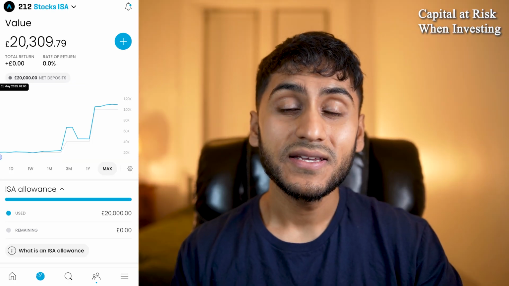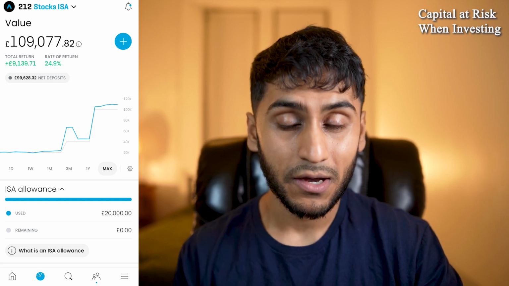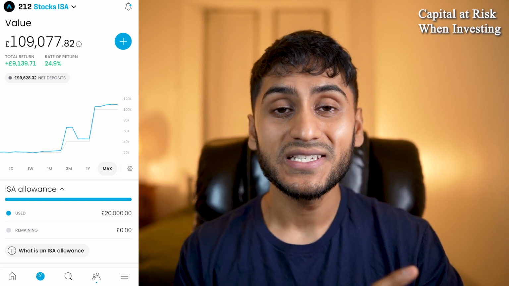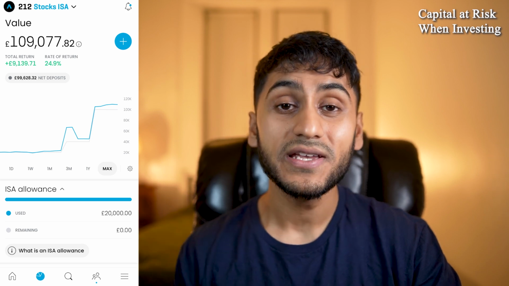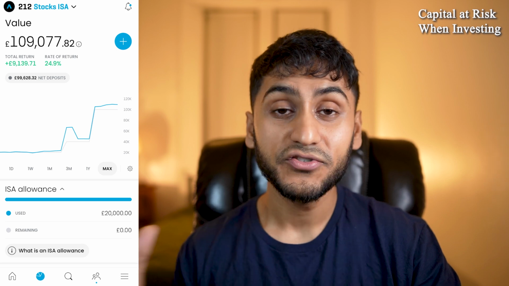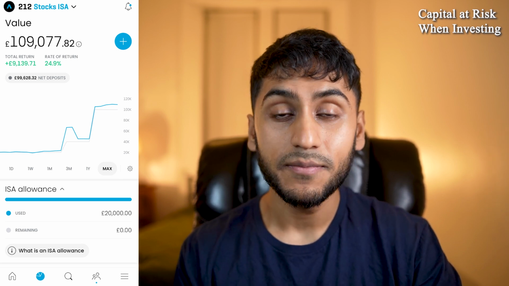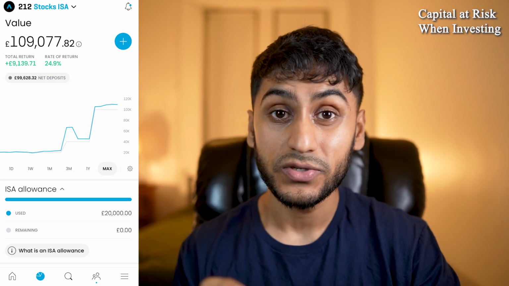I've had this ISA since the beginning of the tax year of 2023, so less than 2 years now. I've deposited £20,000 each tax year, so that's £40,000. And the rest, which was about £59,628.32, I've transferred from my InvestEngine portfolio. So anything that I've gained since then has been my total return in just my Trading 212 Stocks ISA.